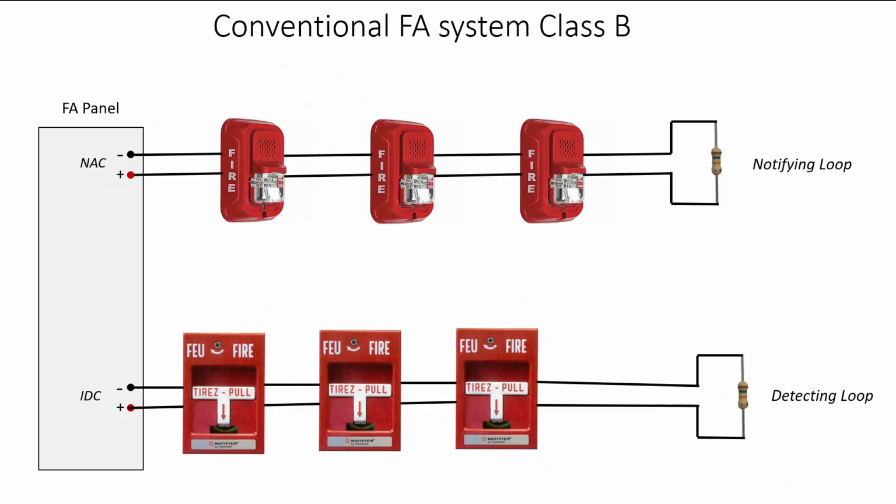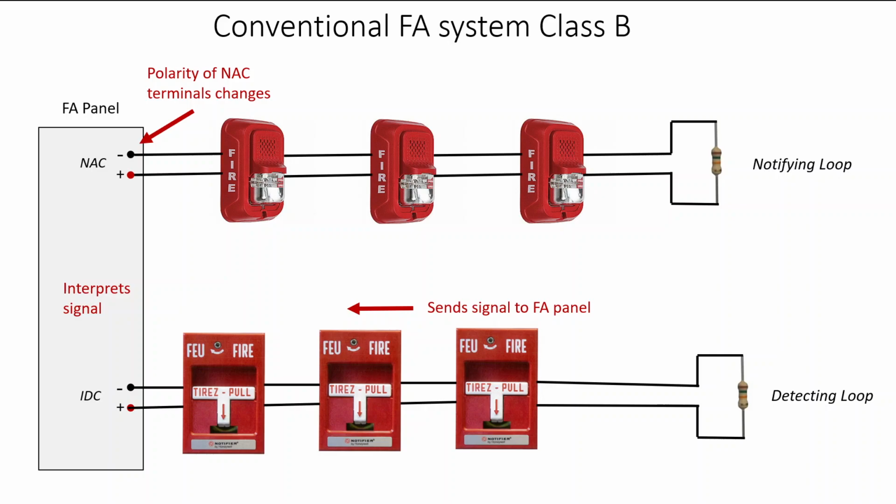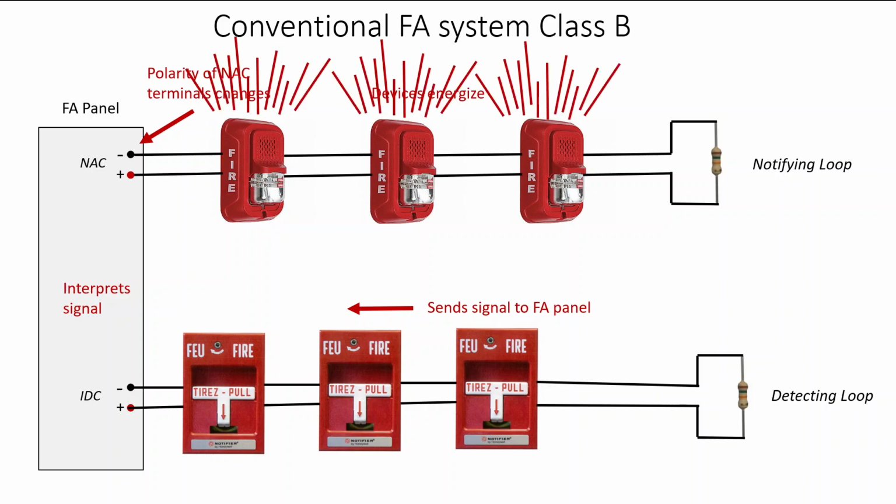This then would be a standard conventional fire alarm system Class B. We have a separate loop for the notifying and a separate loop for the detecting. Notifying is known as NAC, detecting is known as IDC for a conventional fire alarm system. When a pull station is pulled, the current value will rise in the IDC loop, at which point the fire alarm panel will recognize this current as an alarm condition. It will then change the polarity of the NAC terminals, and the devices will then energize on the NAC loop.